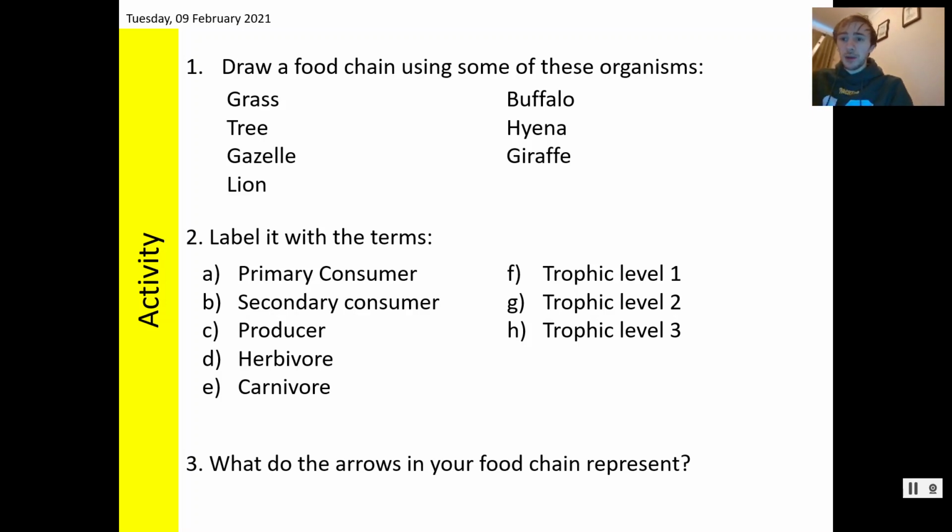Trophic level 1 should be the plant. Trophic level 2 should be whatever is eating the plant. And trophic level 3 should be whatever is eating trophic level 2.